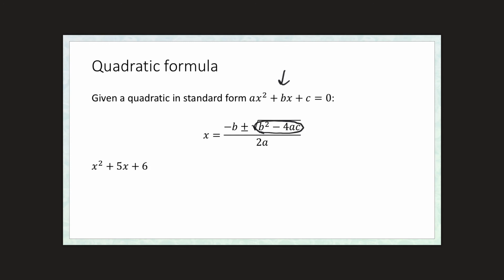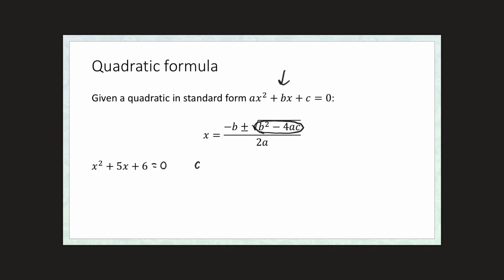And let's work on it a little bit here, shall we? We have the problem x squared plus 5x plus 6. Oh, I should write that equals 0. And we're going to use the quadratic formula to solve this. So let's do that.